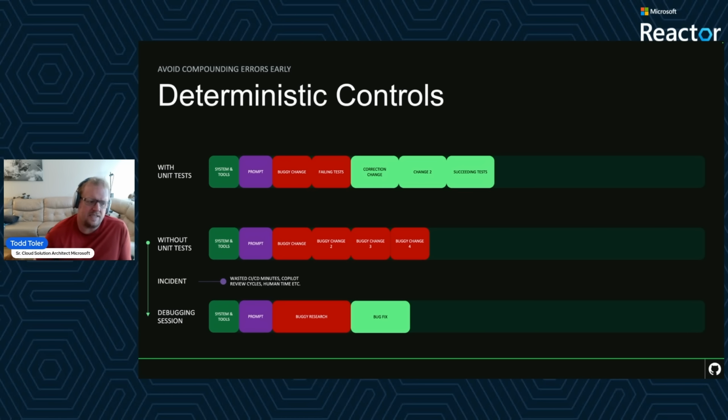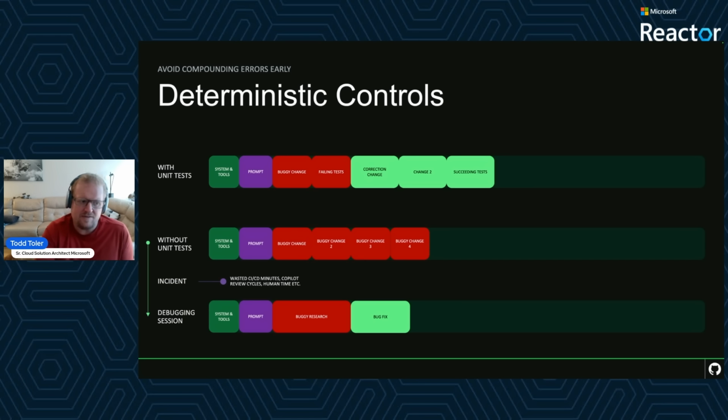So here's what we see with a unit test. There's a buggy change. A failing test tells the agent to stop, you can't continue. The agent corrects the change and then builds on top of a stable, working base. So it continues making the rest of the changes until all tests succeed and the agent is done.